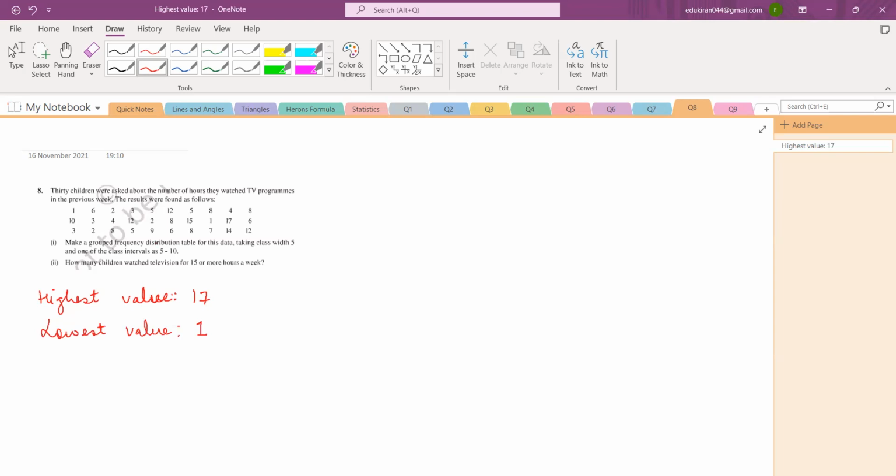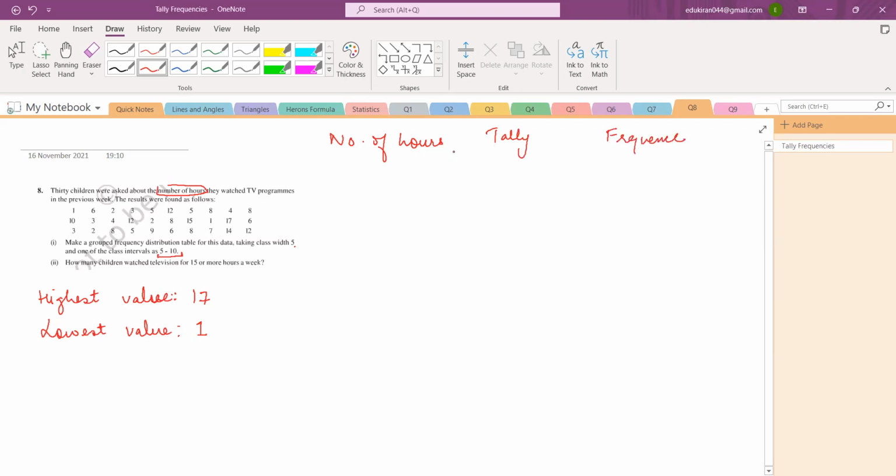Make a grouped frequency, taking a class interval of 5, and one of the class intervals as 5 to 10. So it is saying that one of your intervals should be 5 to 10. What is given to you? Number of hours. So you write number of hours here, and then your tally and frequency.